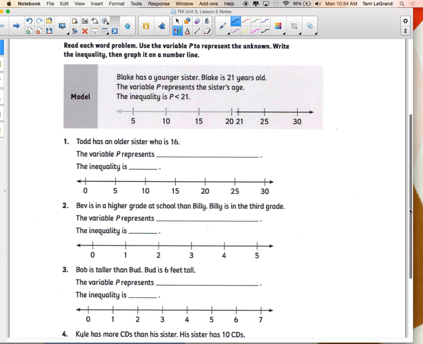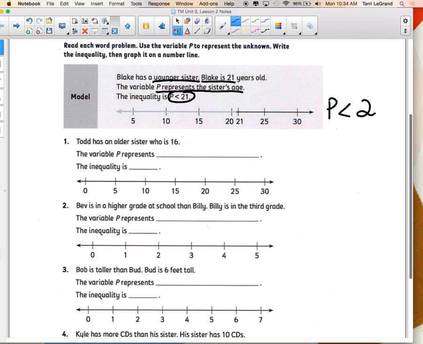Let's take a look here. We have the sister is younger. We know that Blake is 21. P is going to represent our unknown. We do not know how old the sister is. We only know that she's younger than Blake. So the inequality, they say, that represents that is P is less than 21.